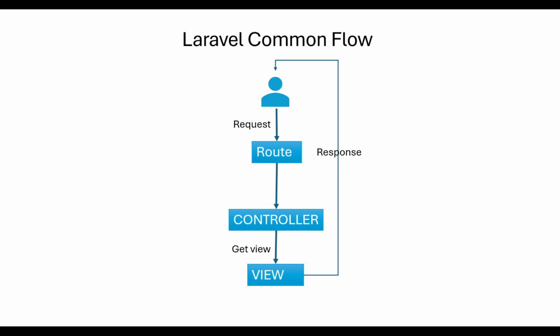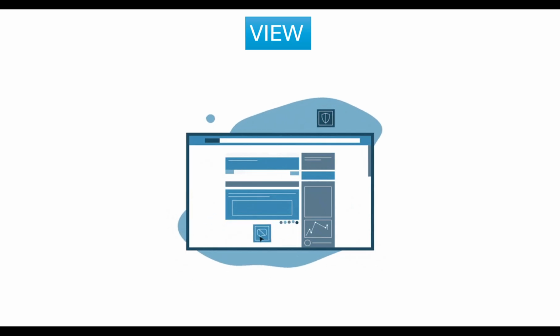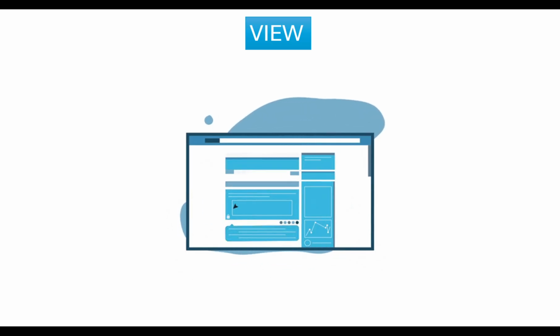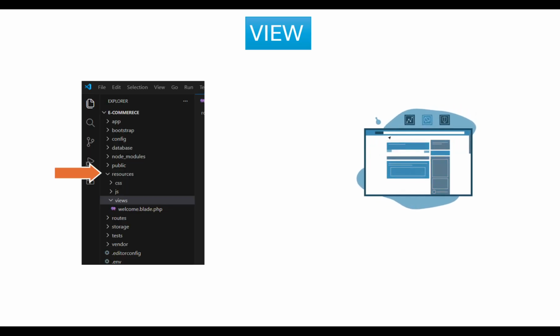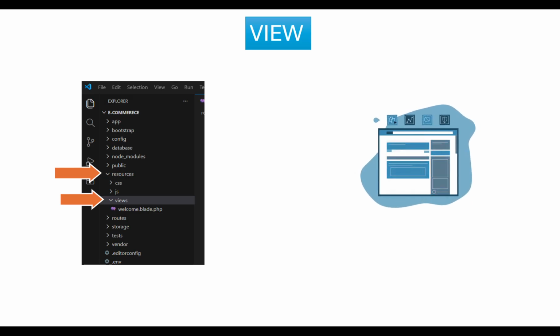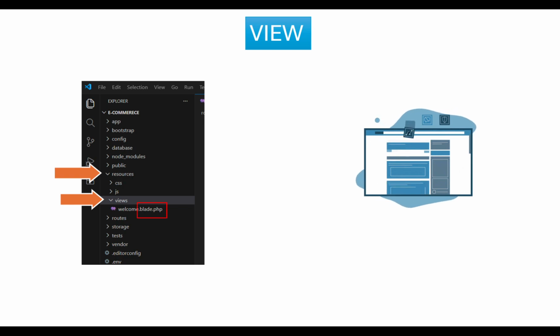Now that we have understood routes, let's move to the next topic, which is views. Views are responsible for displaying content to the user, and Laravel views are written using Blade, which is Laravel's templating engine. The views are stored inside the resources views folder, and all the Blade files must end with the .blade.php extension. Blade allows us to mix HTML with dynamic PHP logic in a clean way.